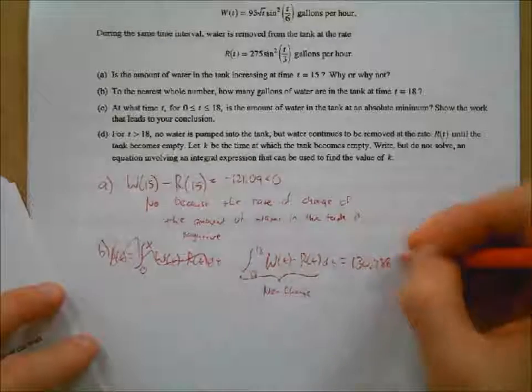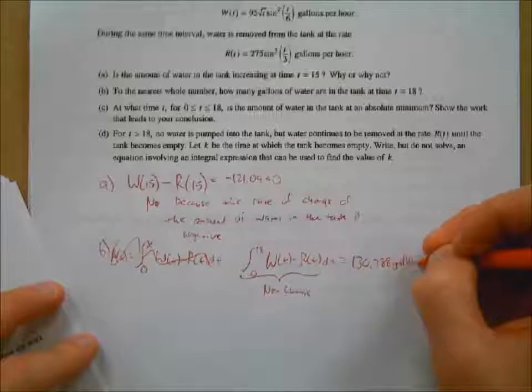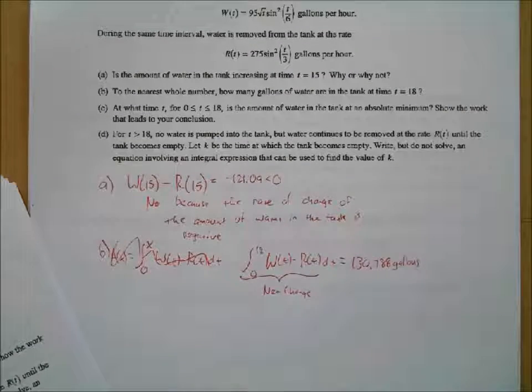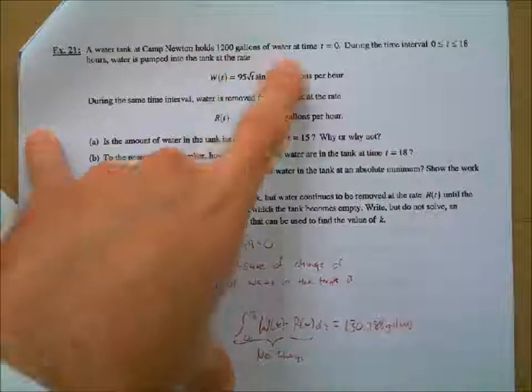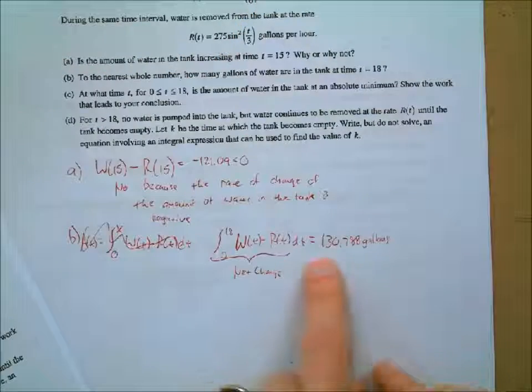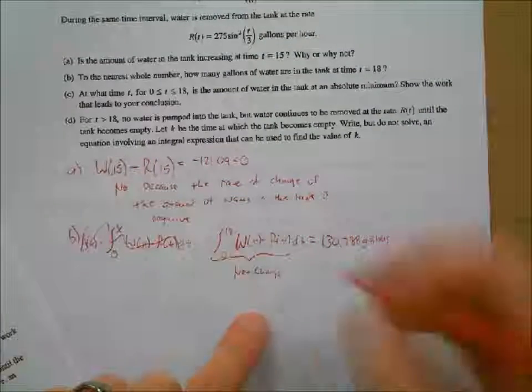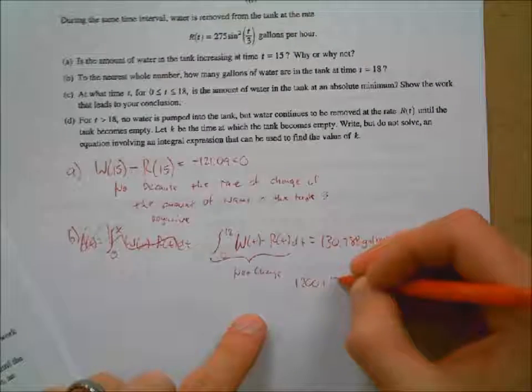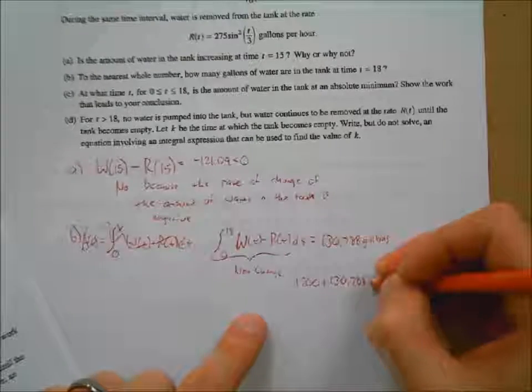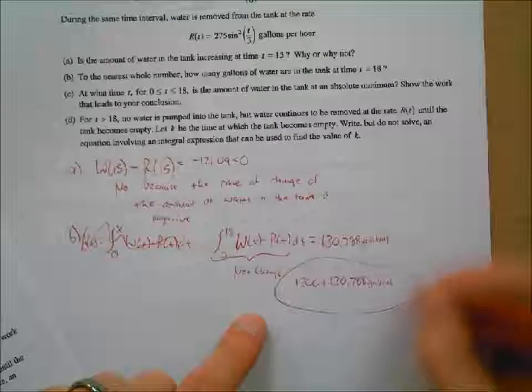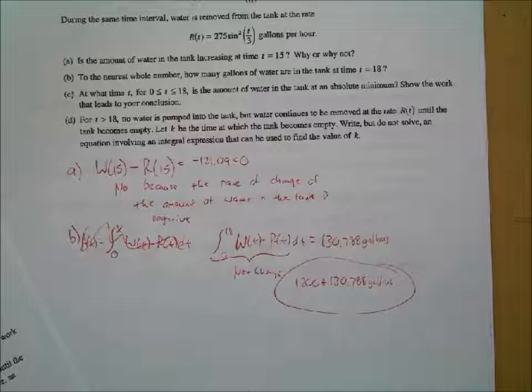But is the answer 130.788? No, because what else do we know about this tank? It started with 1,200 gallons already in it. The tank holds 1,200 gallons of water at time t equals 0. So this is the net change from time 0 to 18, and we're going to do 1,200 plus that 130.788 gallons, which is 1,330.788 gallons.